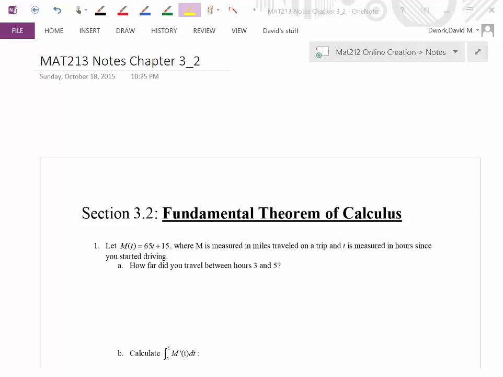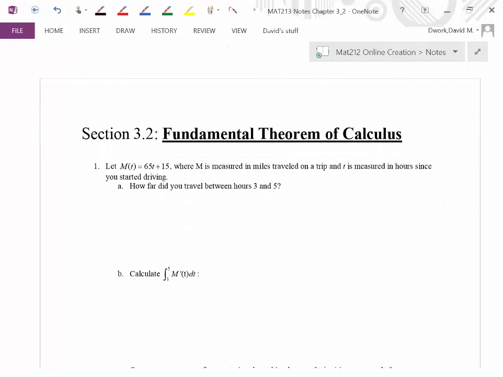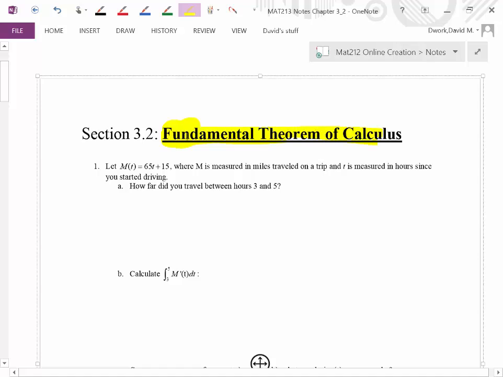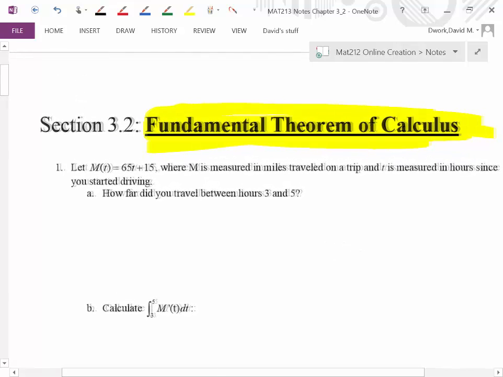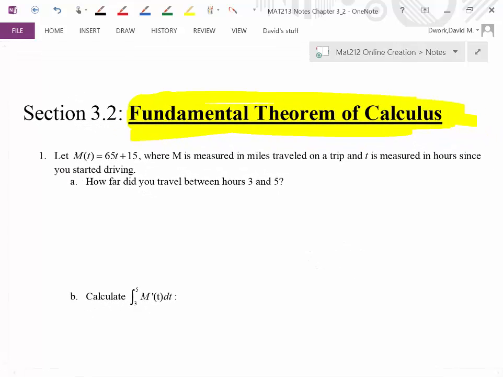So here we are in section 3.2, and we're going to talk about the fundamental theorem of calculus. Now, how do you know anything in math is important? Well, they call it fundamental. That's a big tip-off. This is kind of important. This is kind of a big deal. So make sure you get this section. It's not hard. It's just important. Okay, so here we go.